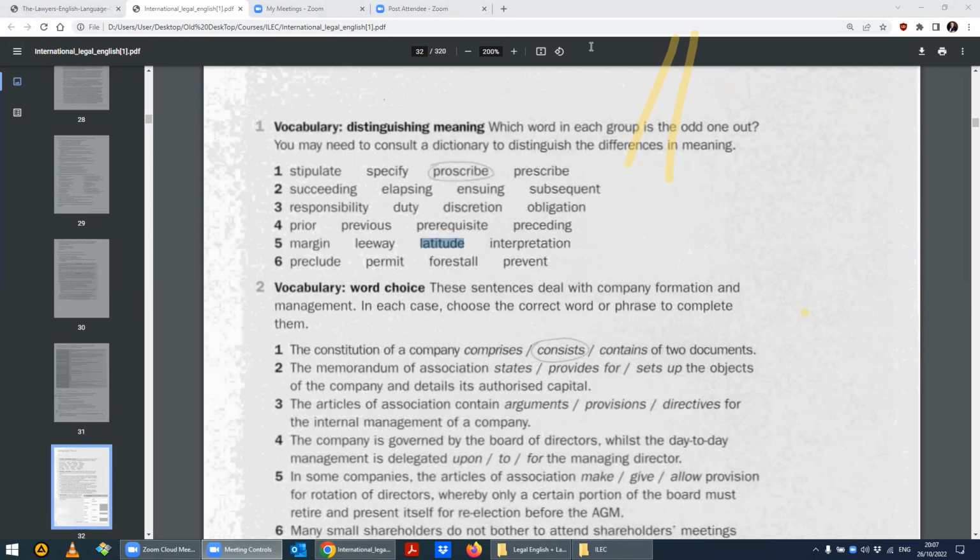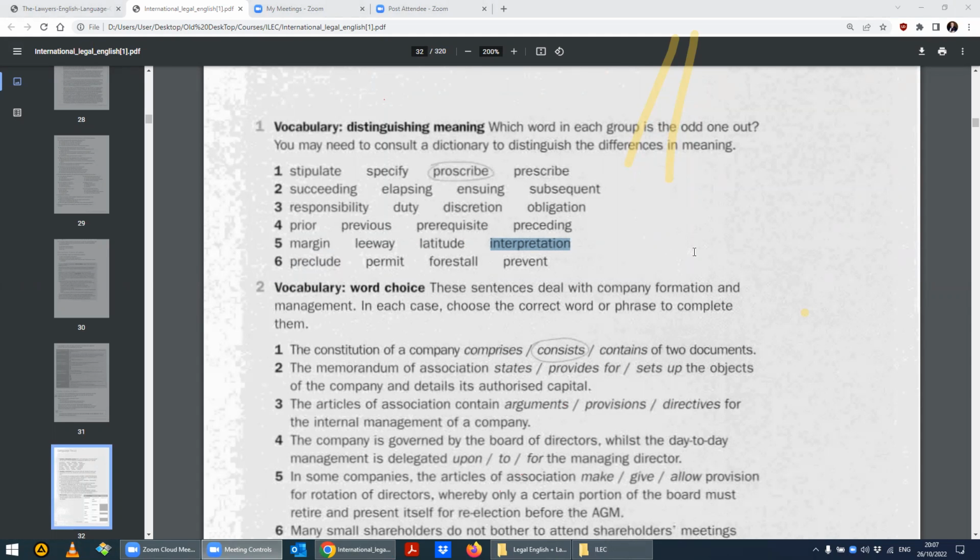Oh, very good, everybody. Valeria, Anastasia, Anna, Vika, excellent. It's interpretation. All these three relate to the amount of room you have, the amount of room to interpret something, to understand something, the margin for error, the leeway for movement, the latitude, the amount of movement you have in relation to understanding what a contract means. Whereas interpreting means understanding what the contract means, interpretation. These first three refer to the amount of room you have, the amount of movement. Interpretation means your understanding of the contract. Very good, everybody. I didn't think you'd get that.